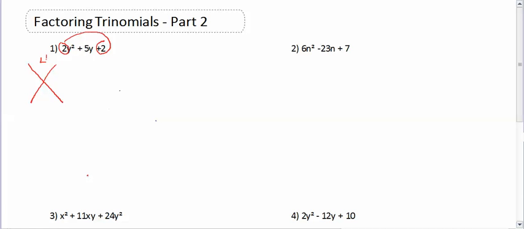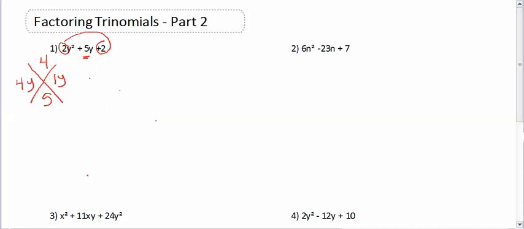You got your 4. 2 times 2 is 4. The middle term right here is what we add together to get. It's 5. Two numbers that multiply together to give me 4, but add together to give me 5. So I have either 4 and 1 or 2 and 2. And 4 and 1 is going to work because 4 times 1 is 4, and 4 plus 1 is 5. We need to put our variables. In this case, it's a y on both sides.